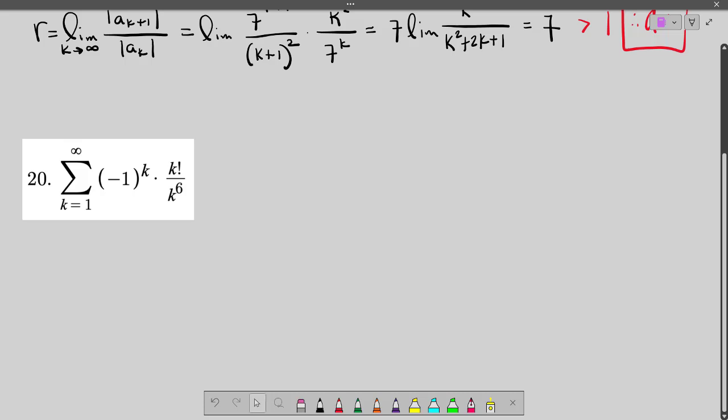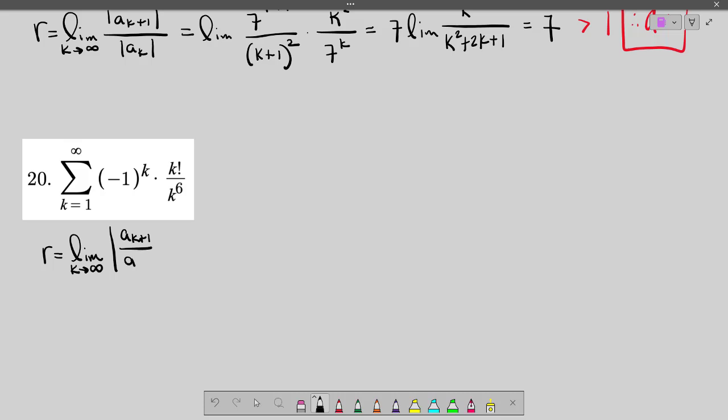All right, you all try this one. Try that. Let me know if you're snagged on any step.